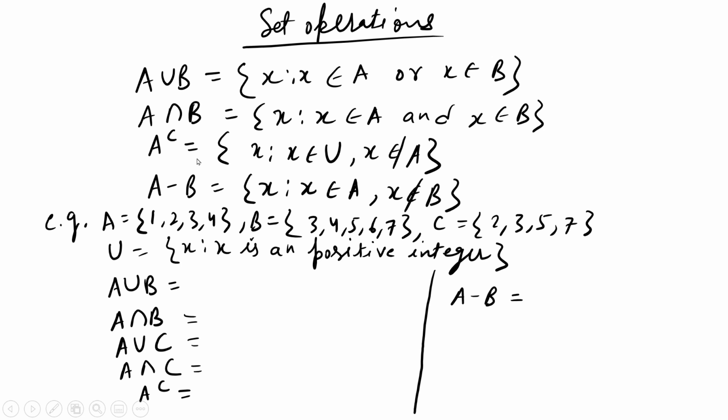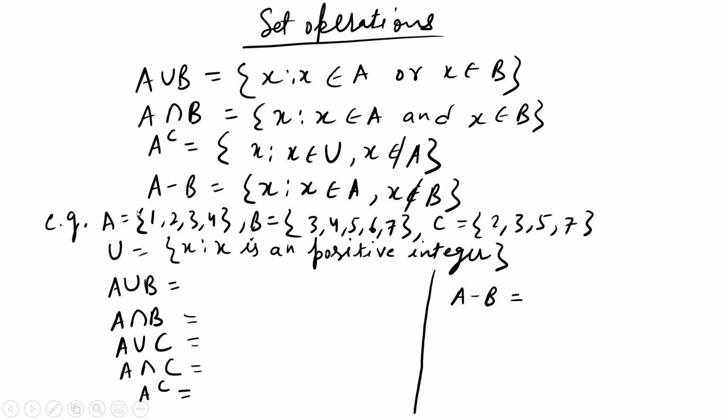A complement is the set of x such that x is in the universal set capital U and x is not in capital A. So all the elements after rejecting the elements of capital A form the complement of A. A minus B is the set of x such that x is in A and x is not in B. So after removing the elements of B from A, we get A minus B.